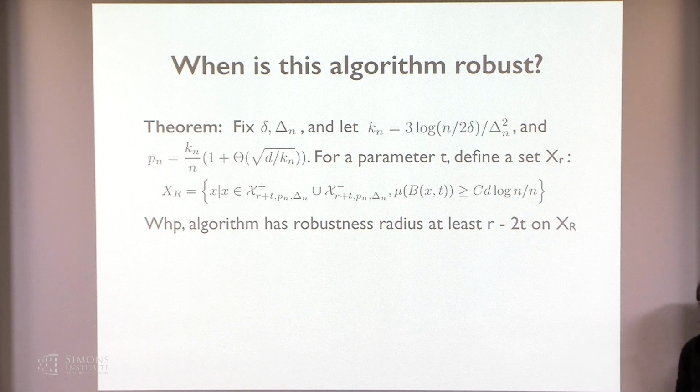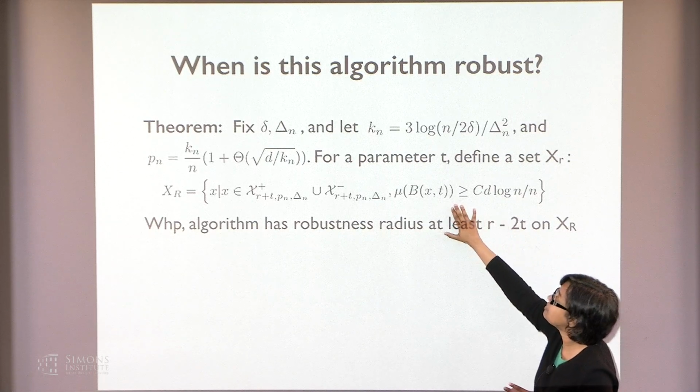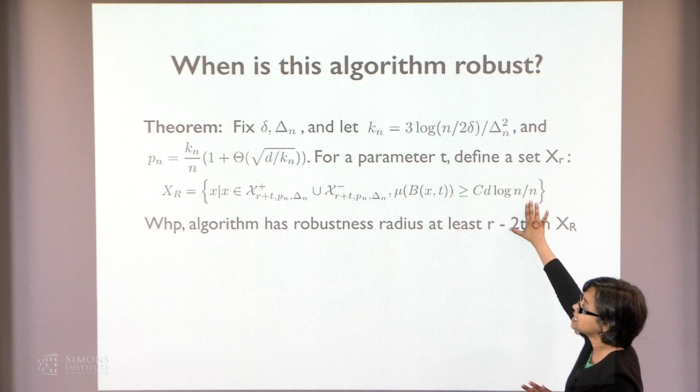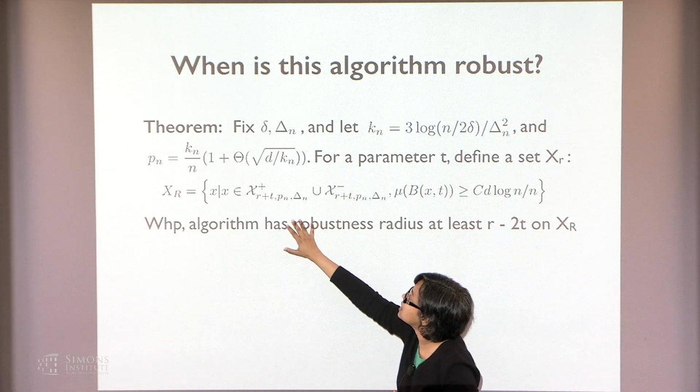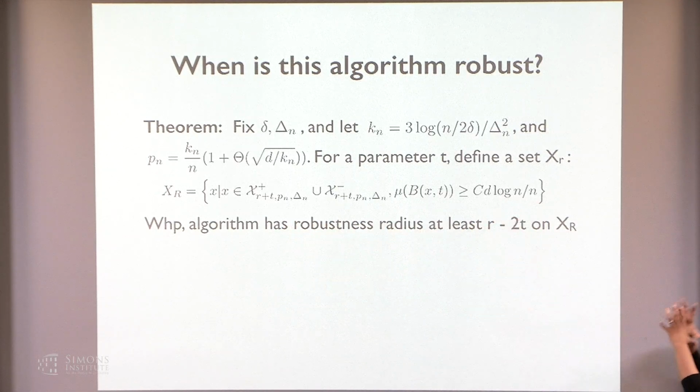And we need at least this kind of high density condition, because if the density is too low, then you're not going to see points from there. So here the density is high enough that you end up seeing points from these regions. In some sense, this is the high density subset of the interiors. So if you look at this X_r, then what we can show is that with high probability, the algorithm that we just talked about has robustness radius at least r minus 2t on this particular set, okay?